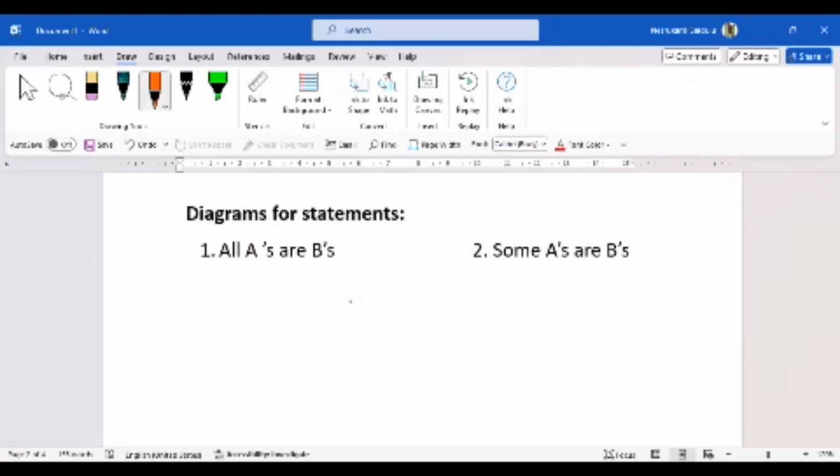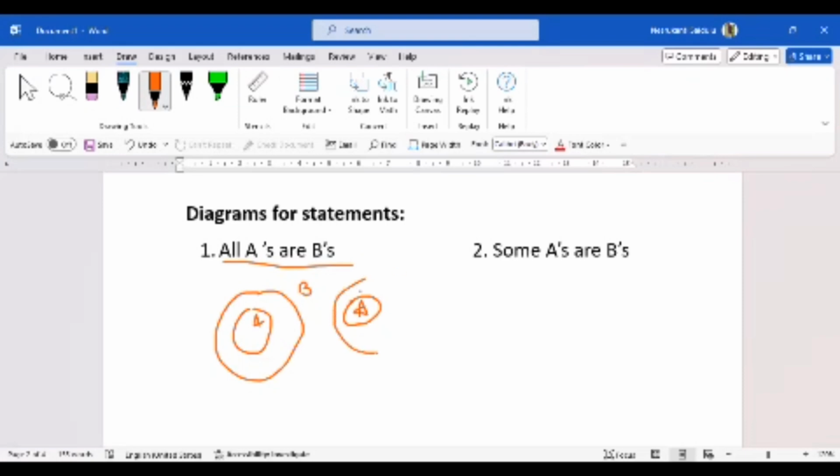Here is: all A's are B's. All A's are B's means this one is A and this one is B. All A's are B's means A is inside B. So the diagram is like this, and the possibility of the diagram is also this, A like this.